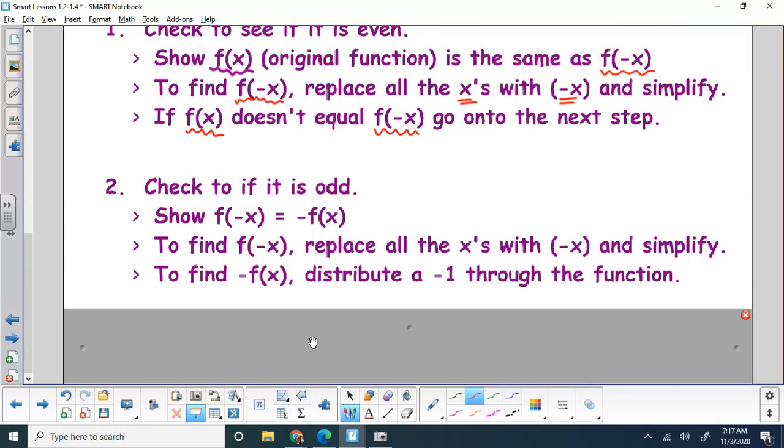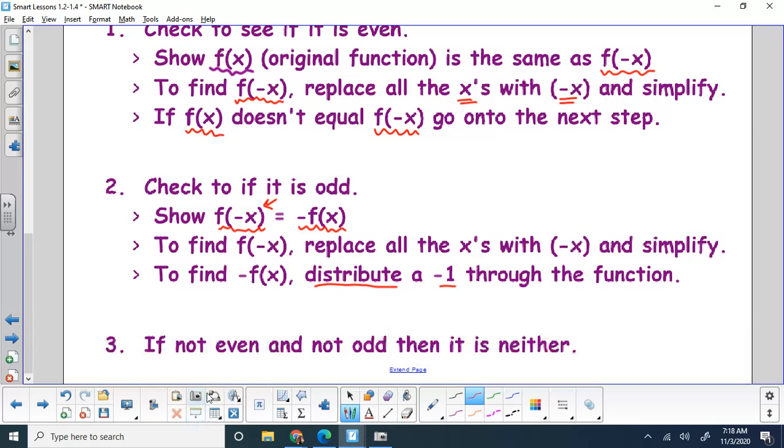In step 2, we're going to check to see if it's odd. Now, to show that a function is odd, we have to show that when we replace all the x's with negative x, that becomes the same as when we do negative f of x. Now, remember, we've already shown this in step 1. So we've already done one part of this. So next, we're going to do the second part. And to show the second part, you're basically just going to distribute a negative 1 through the function. Now, if this is not true, then we simply state that it's not even, it's not odd, therefore it is neither even nor odd. Not all functions are going to have symmetry.